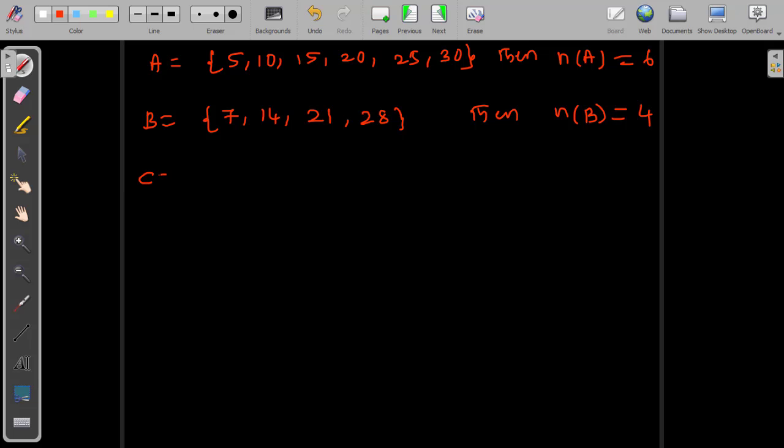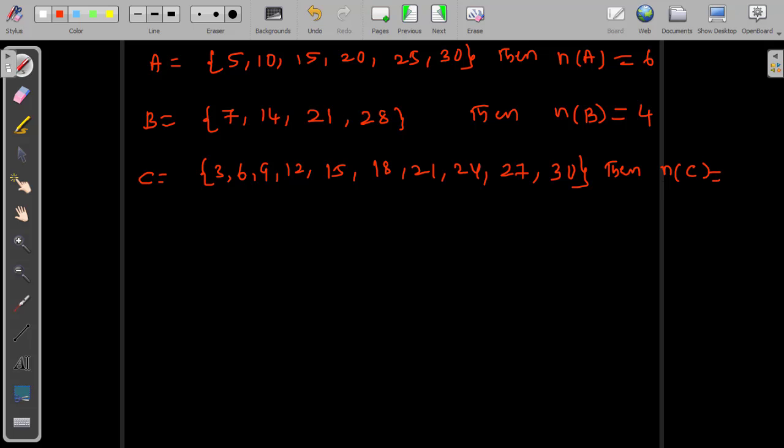Now similarly, C is the set which represents multiples of 3 up to 30: 3, 6, 9, 12, 15, 18, 21, 24, 27 and 30 also. So the total is 3 plus 3 is 6, 6 plus 3 is 9, 9 plus 1 is 10. So n(C) equals 10. Now the next step: we will concentrate on the first question.